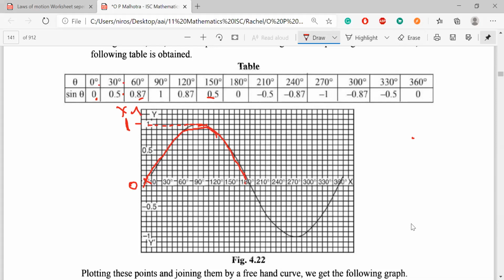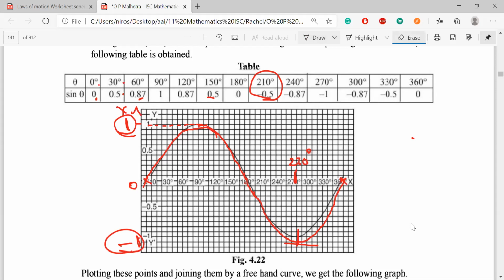Again, if you increase, if you find sine of 210, you will get minus 1 by 2. So if you plot it, this is minus 1, at 270. At 270, you are getting minus 1. Again at 360, it is 0.